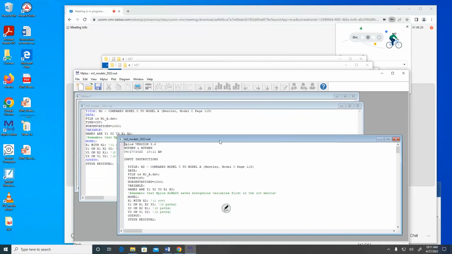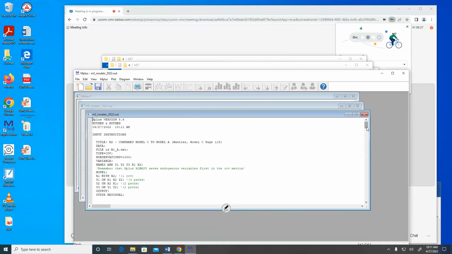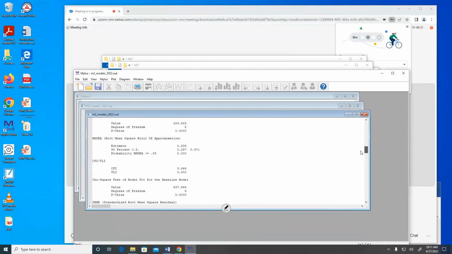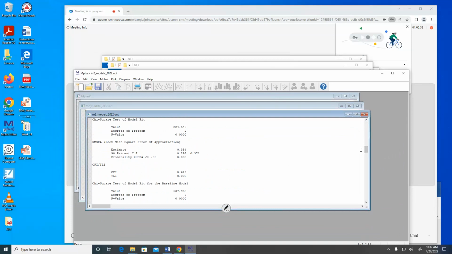Run it, and what do you see? Does it fit perfectly? Nope. Not at all. Again, it won't always necessarily be this huge a difference either. It doesn't have to be 200 points. Anything above 0 is not 0. But in this case, you can see this model has a chi-square of 224.54 with 2 degrees of freedom, using that model implied variance covariance matrix.